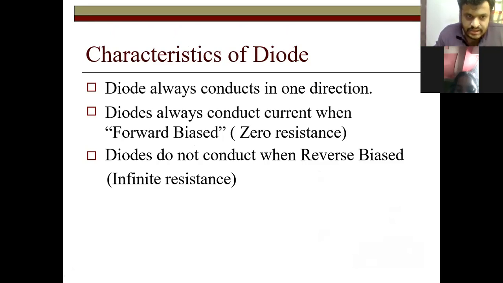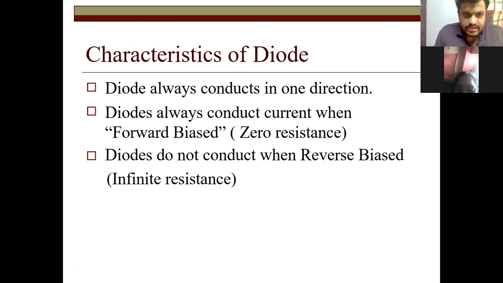Generally we connect a diode in forward bias, which we have studied. Forward bias means it will conduct current and it will have zero resistance. It does not have any resistance. And the opposite: if we connect a diode in reverse bias, then it will have high resistance and current will not pass. Now read that.